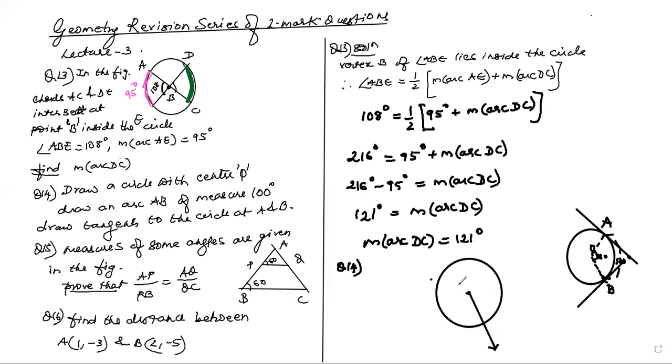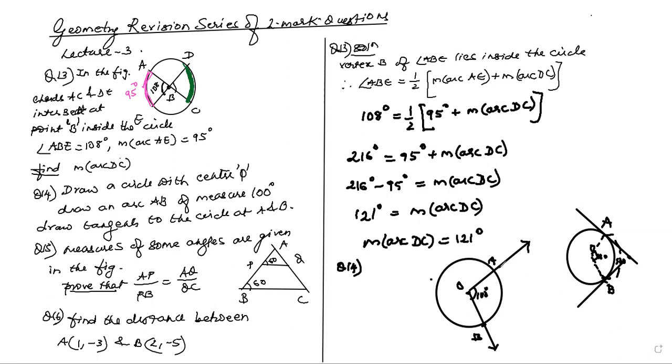I'll name this point O and this point B. Now I place my protractor at O and draw the obtuse angle of 100 degrees. When I draw this obtuse angle, children, exactly this angle is 100 degrees. I mark this A. The measure of the corresponding central angle is also equal to the measure of arc AB, so measure of arc AB is also 100.